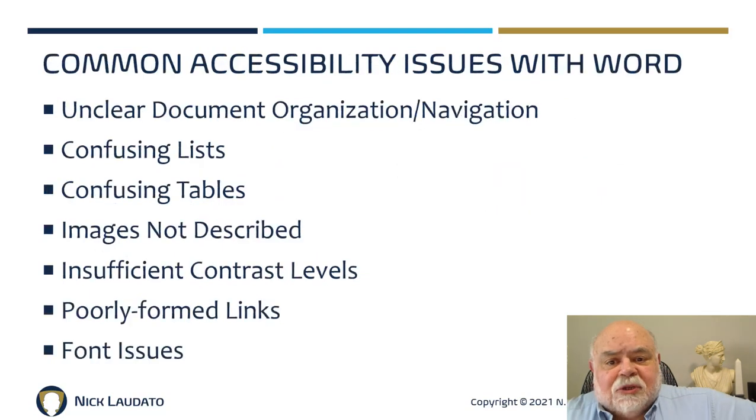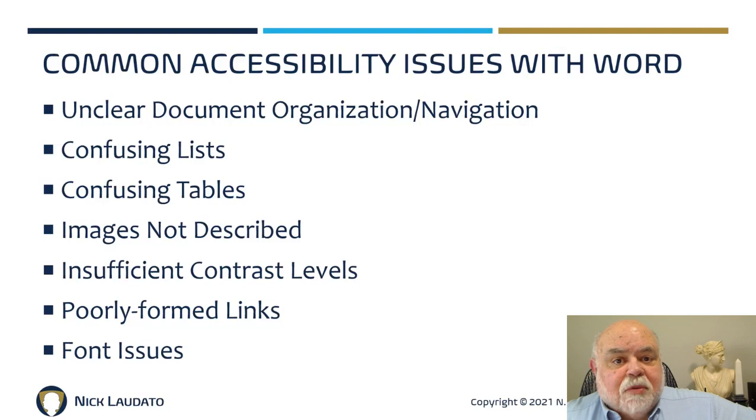The kind of things that we see in Word documents that create problems of accessibility are, the biggest is probably unclear organization. And that translates to unclear navigation, because the features in Word allow the document to be navigated by a person who may have to use an assistive device. Lists are a big area, bulleted or numbered lists that are often not formatted properly. Tables is a huge area of issues and problems.